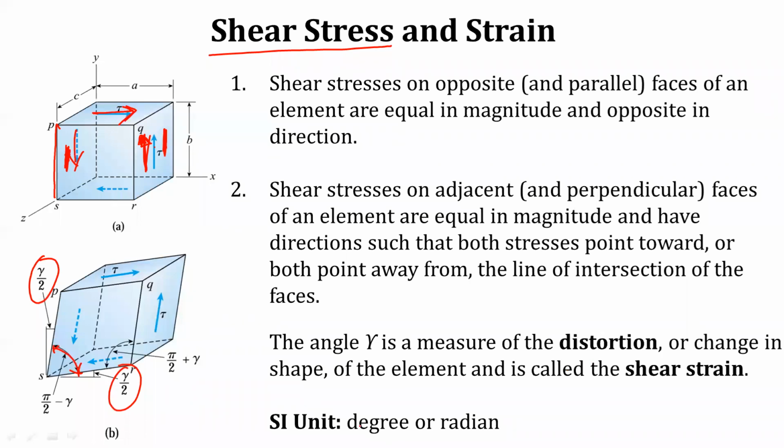Basically, shear strain is nothing but an angle, and it is a measure of the distortion or change in the shape of the element. These words, distortion or change in the shape of the element, that is called shear strain. Since this shear strain is an angle, the SI unit of shear strain will basically be radian, or we can convert that into degrees also. Okay, so the unit of shear strain is radian.